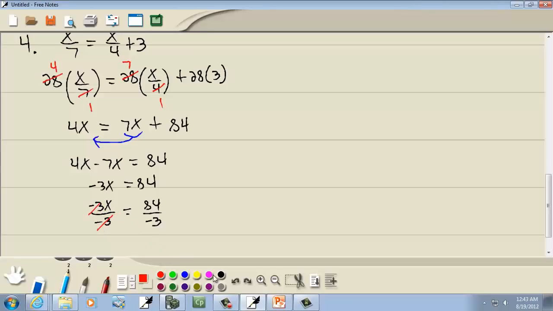And those negative 3's cancel. And let's see, goes in there 2 times, that's 6, 24.